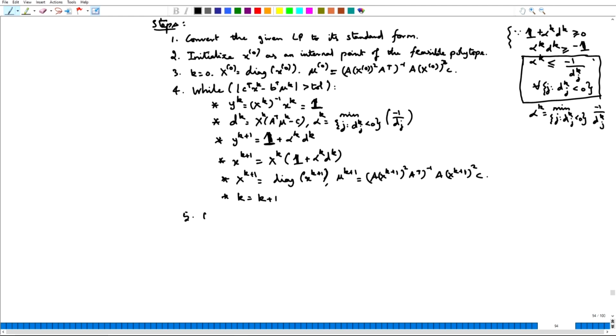Now you can write the output x star equal to xk. So this is actually the complete algorithm for the affine scaling method, right. So we will discuss this once more in the start of the next lecture, and then we will work out some examples. We will start with some examples in the next lecture.